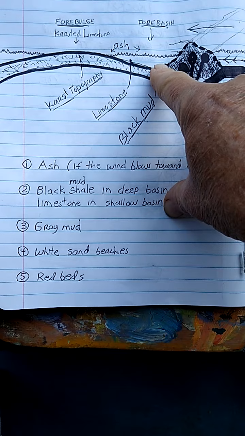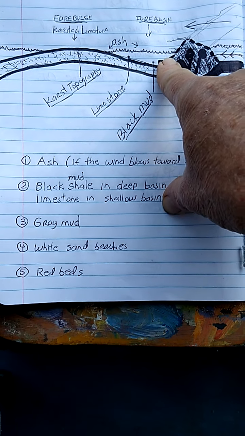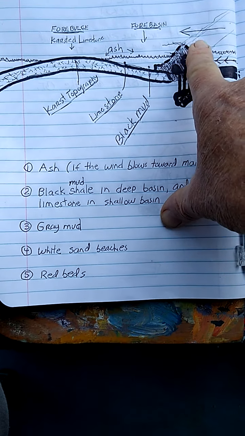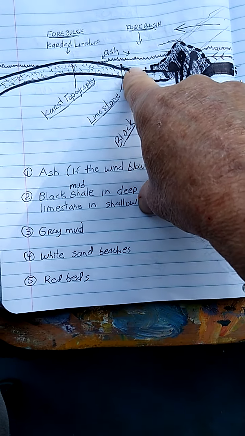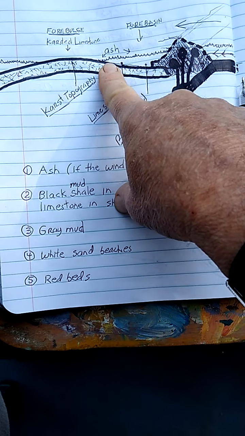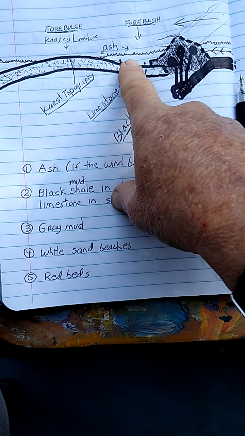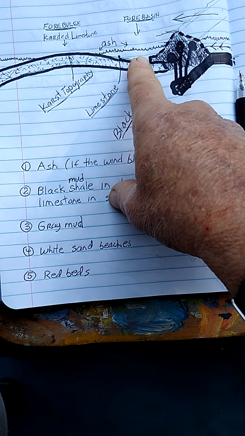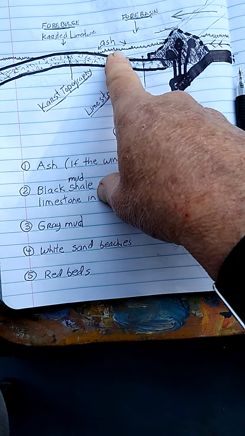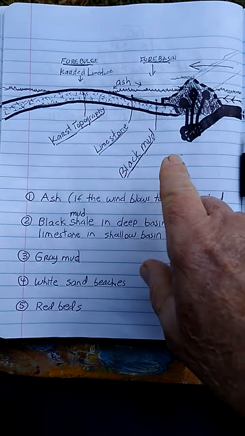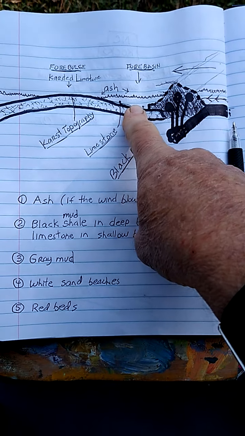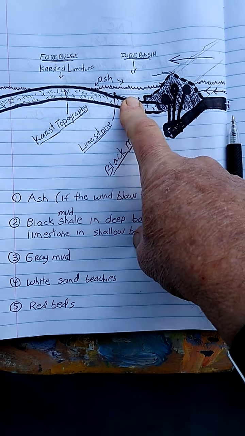So you get a layer of black mud in the deep part of the foreland basin, which is near the crashing real estate and further out from the continent. And then beside that, in the shallow part of the basin, you get limestone formed because the water's shallow, the water's warm, and light can penetrate, so you get limestone. So those are the first layers, and when you see that black shale, the black mud turns eventually into shale.